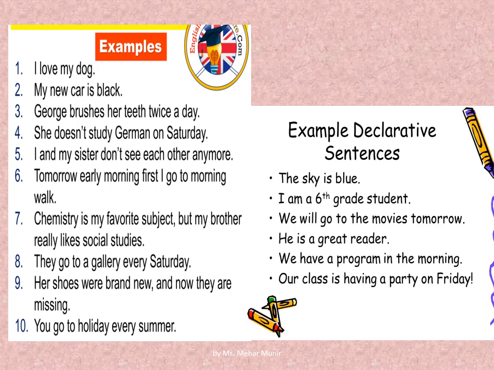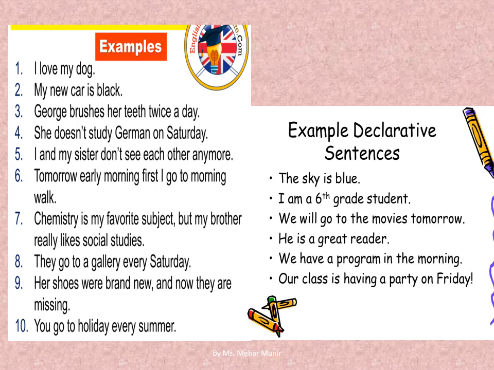Sentence number 7. Chemistry is my favorite subject, but my brother really likes social studies. Now we will again convert it into a question, and there is a helping verb given, is. We will simply move the helping verb to the start of the sentence and it will become a question. Is chemistry my favorite subject? Question mark. And we will remove the but because it is a compound sentence, and we will convert the second part of the sentence.